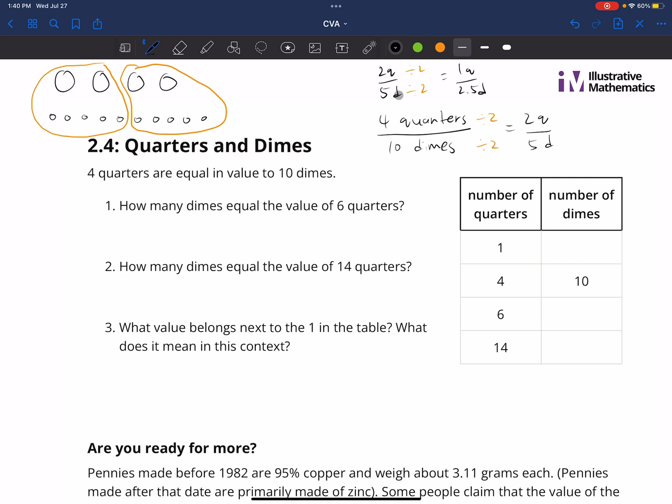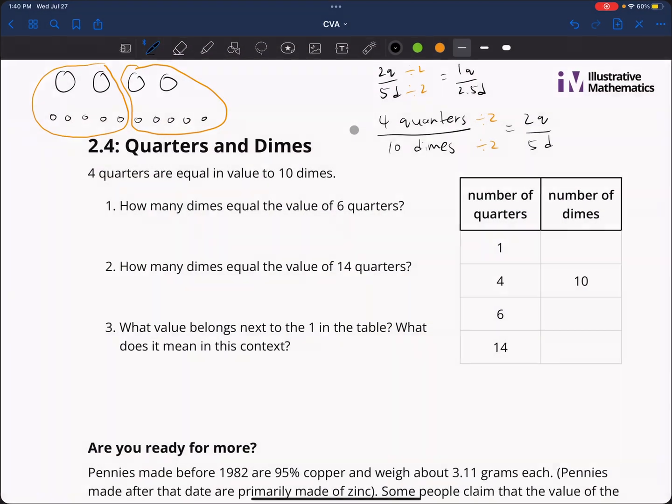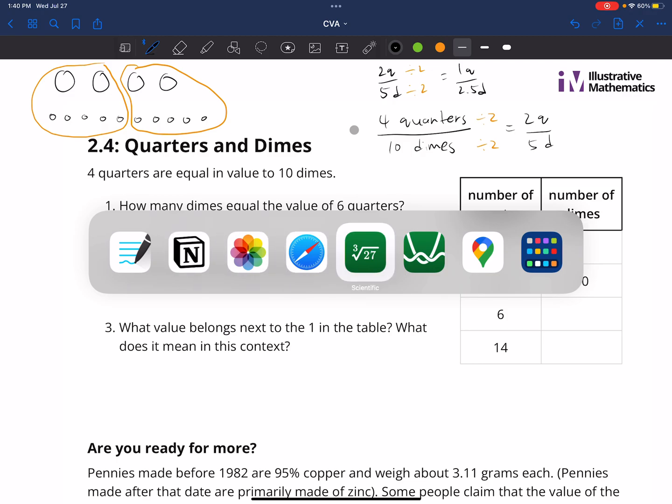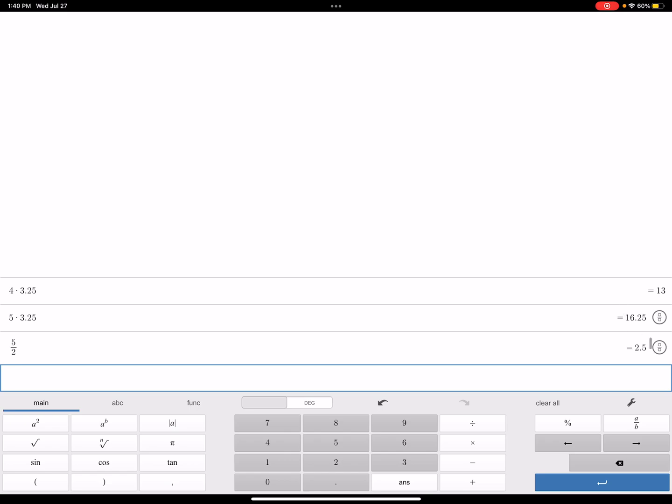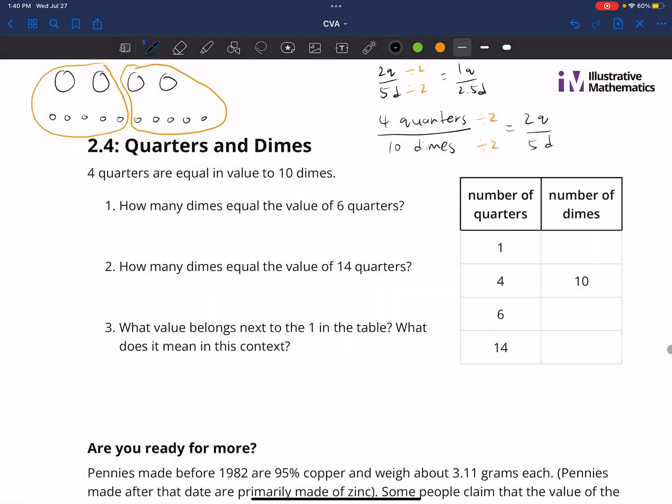Why? Because 5 dimes divided by 2, I'm going to show you, 5 dimes divided by 2 is equal to 2.5, right? So 5 dimes divided by 2 is 2.5, which means that 1 quarter is in fact equal to 2.5 dimes. You're like, Mr. Kim, how does that even make sense? Okay, so let me explain that to you.